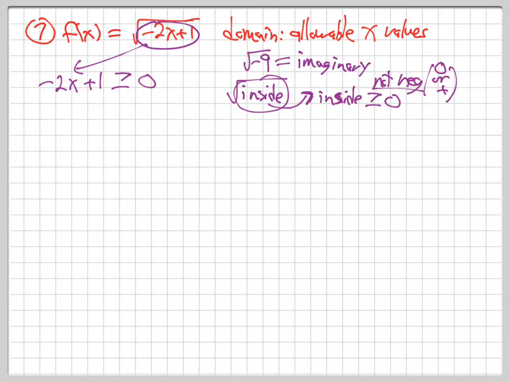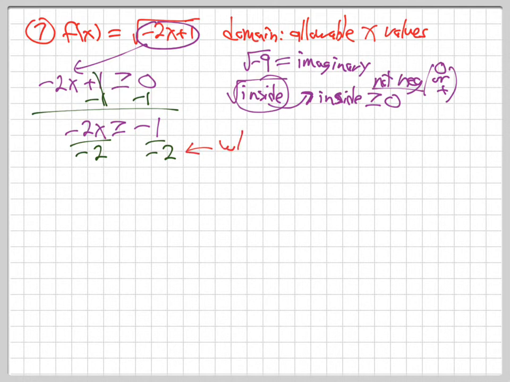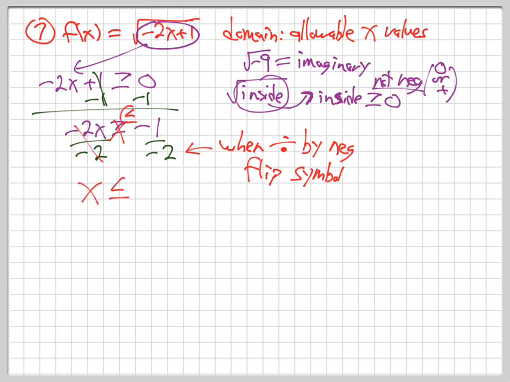That's not allowed. So then solve for x, subtract 1 from both sides. Minus 2x greater than or equal to negative 1. Last step to finish solving for x: divide by negative 2. But remember what happens when you divide by a negative. Flip the symbol. So we have to turn the symbol the other way. Two negatives, positive half. X is less than or equal to positive half.